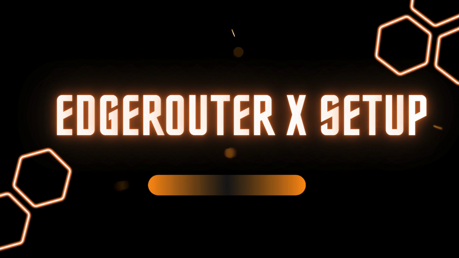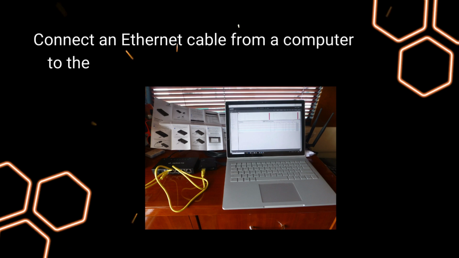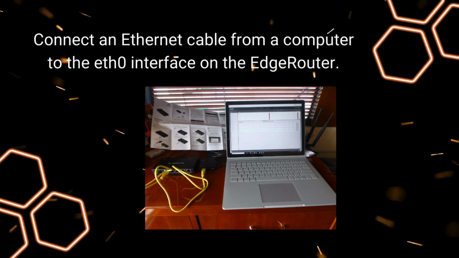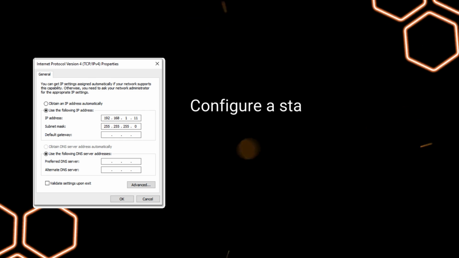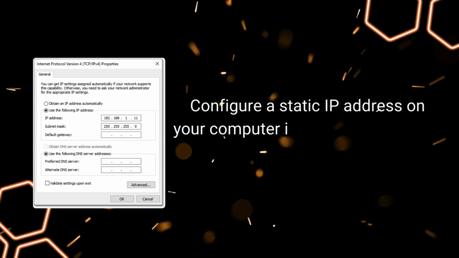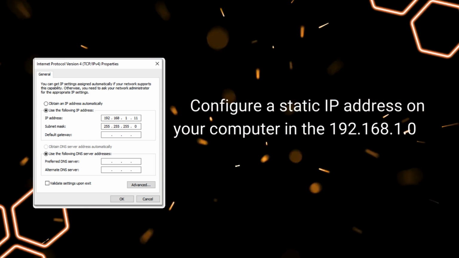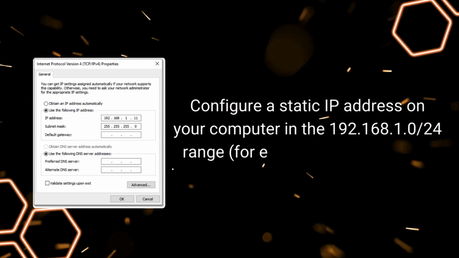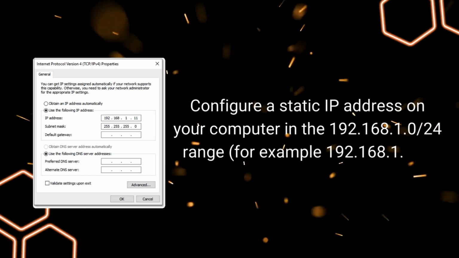EdgeRouter X Setup. Connect an Ethernet cable from a computer to the F0 interface on the EdgeRouter. Configure a static IP address on your computer in the 192.168.1.0/24 range, for example 192.168.1.11.